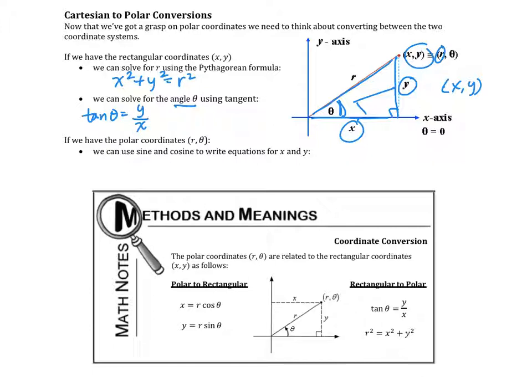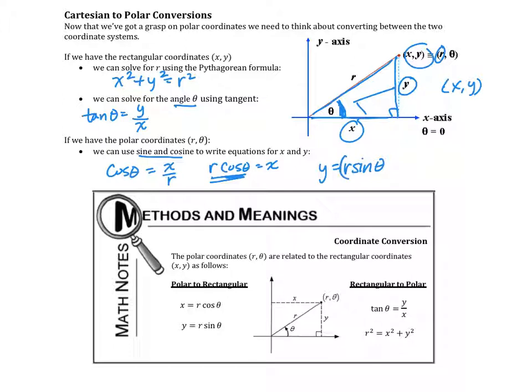So if we have our polar coordinate, which is our theta, then we can use sine and cosine to write equations for x and y, right? So cosine of theta with our unit circle, or you can just put that's x over r. So r cosine theta equals x, right? So the radius times cosine of the angle measure is our x coordinate, and our y coordinate then, remember, is going to be r sine theta.